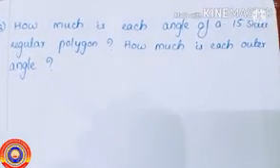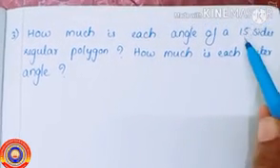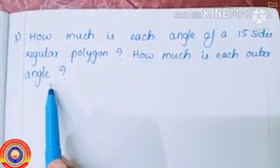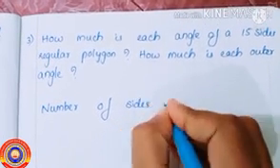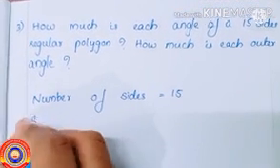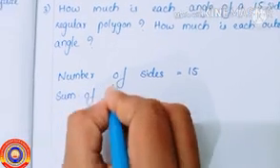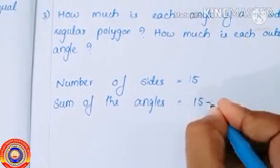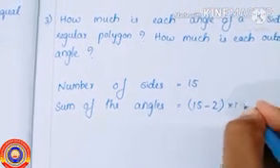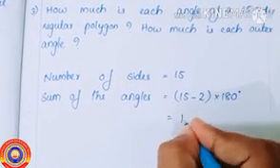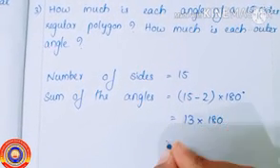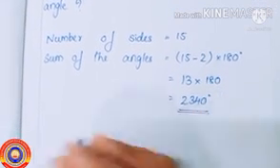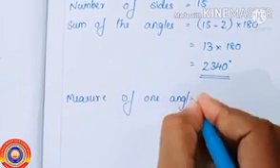Third question, how much is each angle of a 15 sides regular polygon and how much is each outer angle? The number of sides given in the question is 15. So let's find the sum of the angles. Sum of the angles is equal to (15-2) into 180 degree. 15 minus 2 is 13. 13 into 180 is 2340 degree.